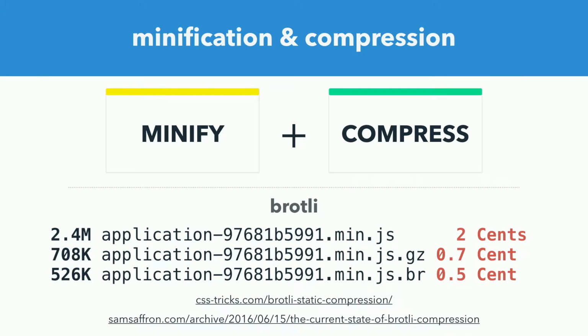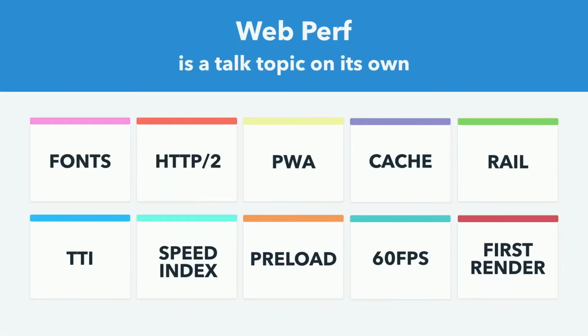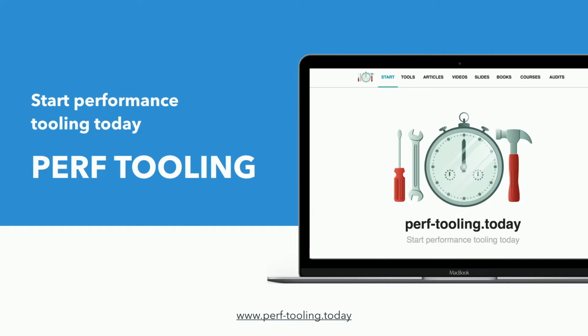So this was the web performance part. And web performance on the front end today is a huge topic, right? We could talk about fonts, H2, progressive web apps, caching, speed index. But yeah, I don't have time for that. But what I do is I run this online resource, which is called Perf Tooling Today. So if you want to look up anything performance related in the front end, I'm pretty sure that you find a resource there that helps you out.